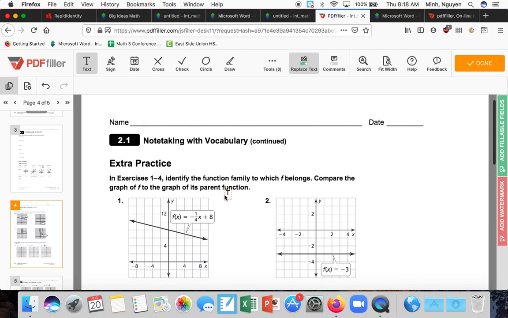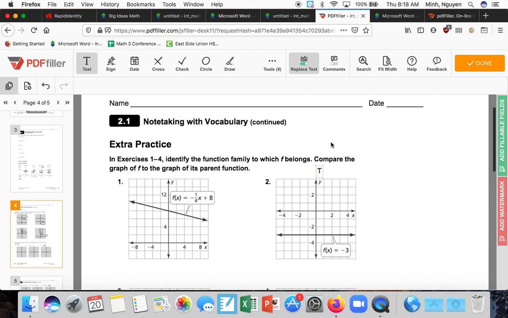So identify the function family to which f belongs. Compare the graph of f to the graph of its parent function. Okay, so this comparing bit is where we're going to need some of that vocabulary, right? Because we need the appropriate words to say what's happening compared to the parent function. And then also identify the function family to which f belongs.